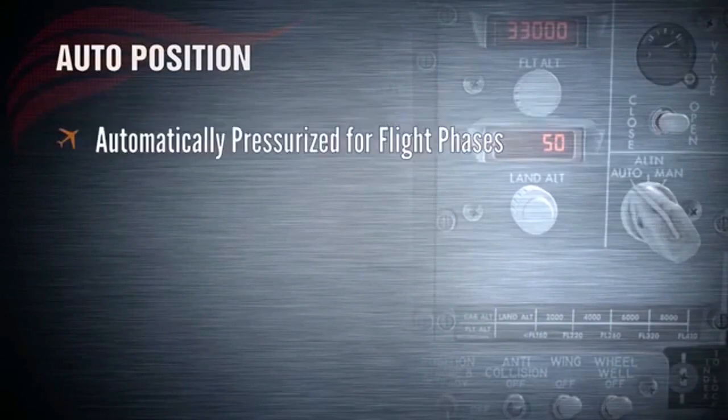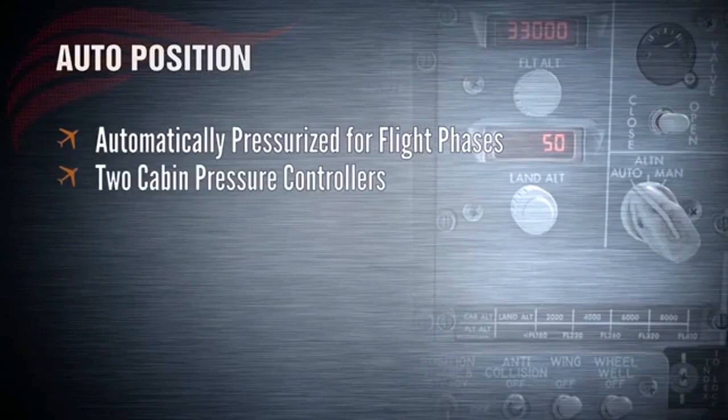When the pressurization mode selector is placed in the automatic position, the airplane is automatically pressurized for all the flight phases. This is achieved with a cabin pressure controller, or CPC. To provide system redundancy, the automatic control system has two CPCs, but only one of them works to pressurize while the other is on standby. With each new flight, the pressurization system switches the active CPC in order to maintain an equal amount of wear and tear between both.